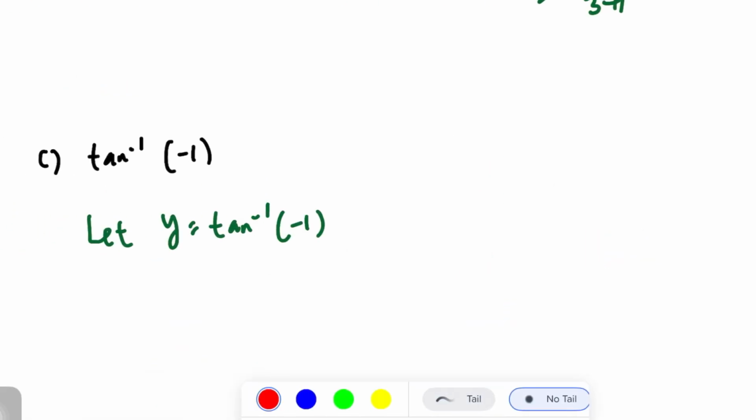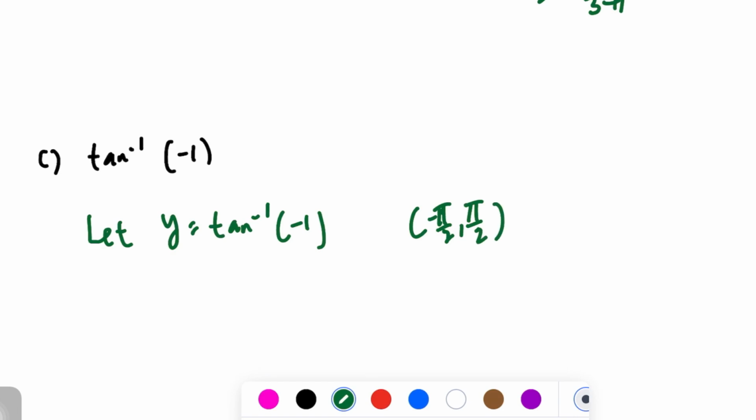Now, let's look at this question here: inverse tangent of negative 1. If this involves a negative, you know that things are a bit complicated. We need to consider other aspects as well. First of all, let y be inverse tangent negative 1. Make sure your domain is within negative pi over 2, not included, until pi over 2.